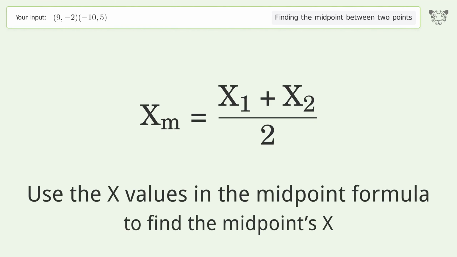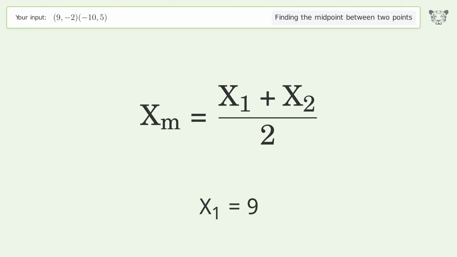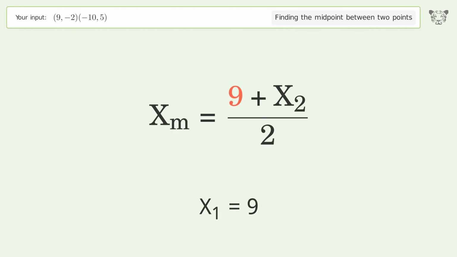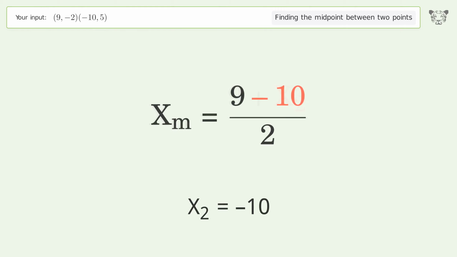Use the x values in the midpoint formula to find the midpoint's x. x1 equals 9. x2 equals negative 10. Simplify the arithmetic.